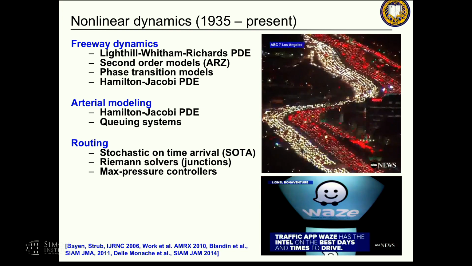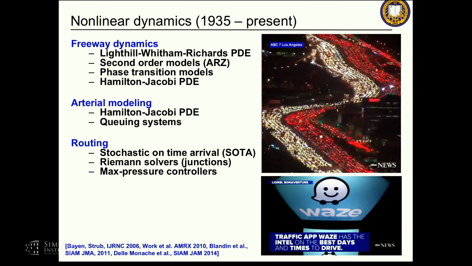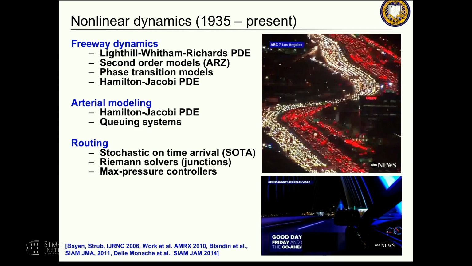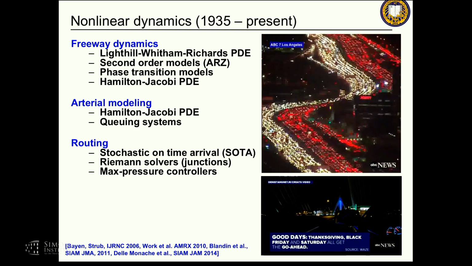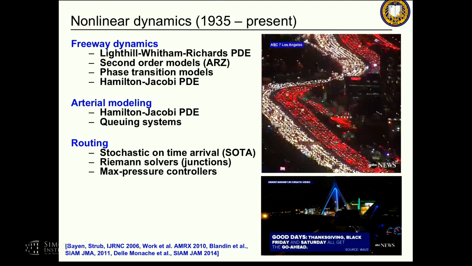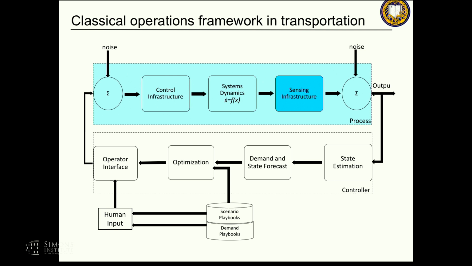So starting with the systems dynamics, there is literally almost half a century of modeling of these kinds of phenomena. We just did a quick inventory: there are 900 articles in the last 3 or 4 decades on PDE models just for freeways, and the number of articles is even larger. So there's a vast amount of models to rely on.